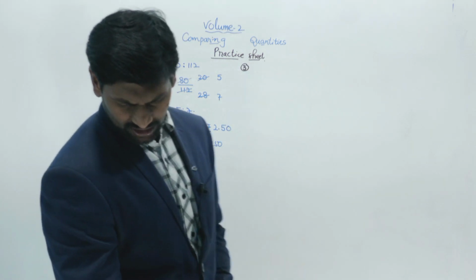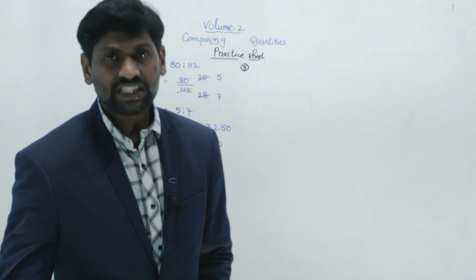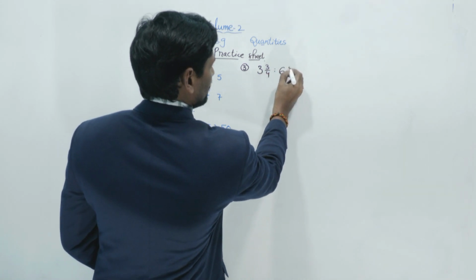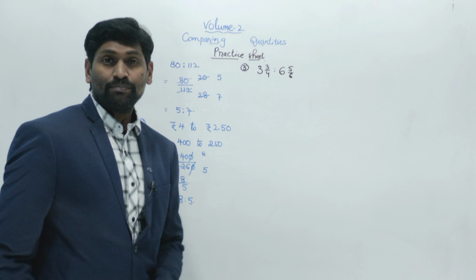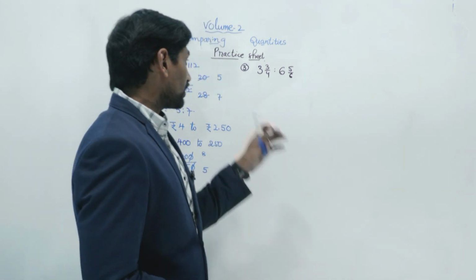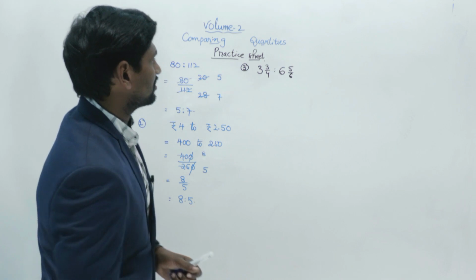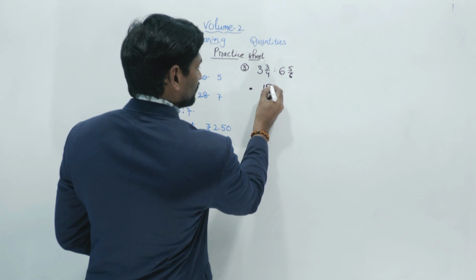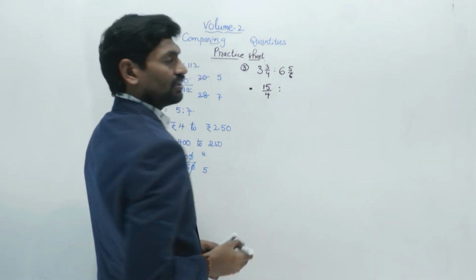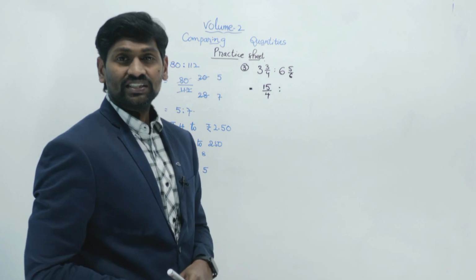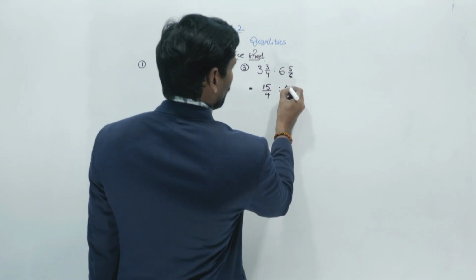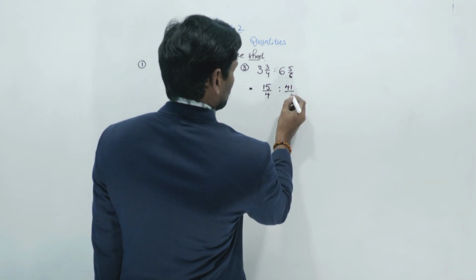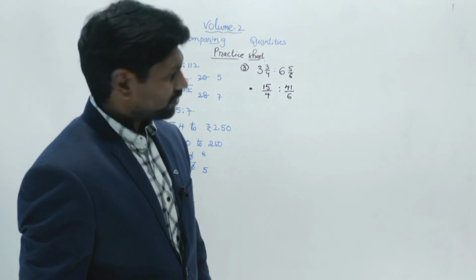The third problem is given: 3 by 4 is to 6 5 by 6. This time mixed fractions are given. First of all, convert the mixed fractions into improper fractions. 4 3s are 12, 12 plus 3 is 15, so it is 15 by 4. And the next one, 6 6s are 36, 36 plus 5 is 41, so 41 by 6.